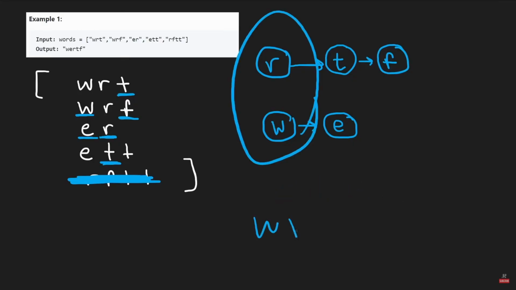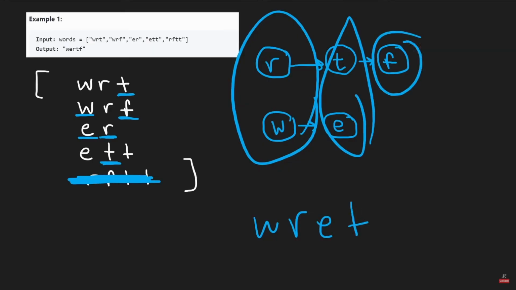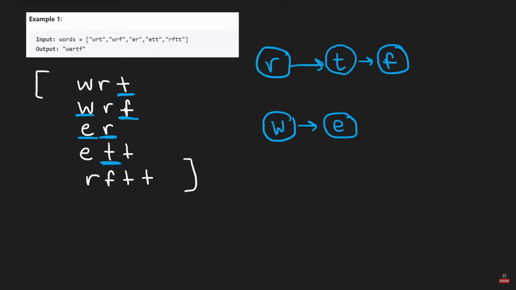Put these two first, W R, then put these two, E T, and then put F, right? All that really matters is that if there's a directed edge from this node to this node, when we return the output string, this character shows up before this one. And similarly, this character shows up before this one, and this character shows up before this one, etc. We really need to guarantee that that's the case.